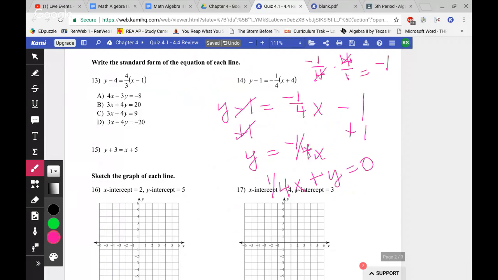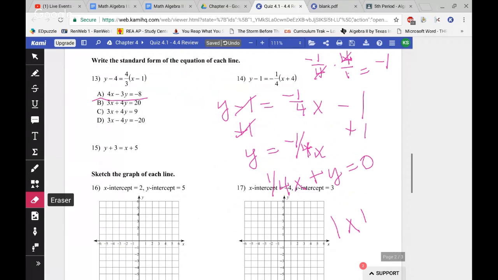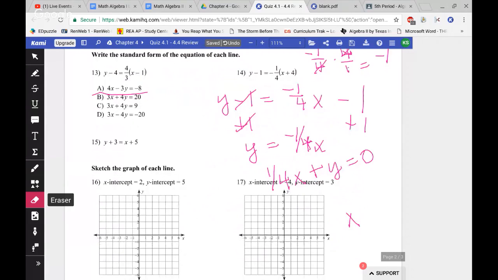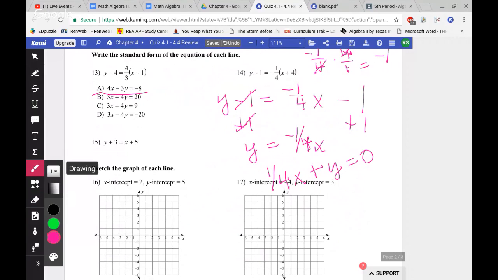And if you wanted to make it pretty, like that one, you would multiply this all the way through by 4. And it would become 4x plus, no, it wouldn't be 4x, Mrs. Sparks. It would be x plus 4y, sorry, equals 0.